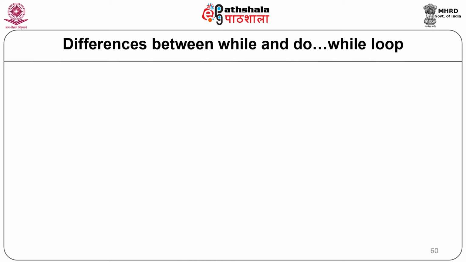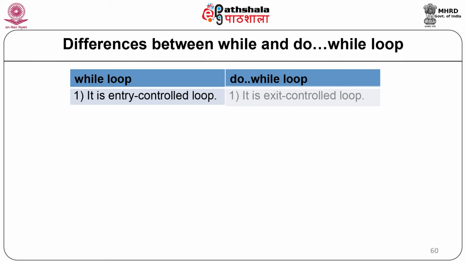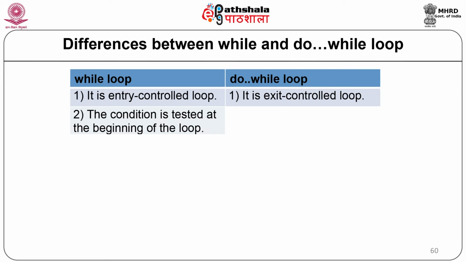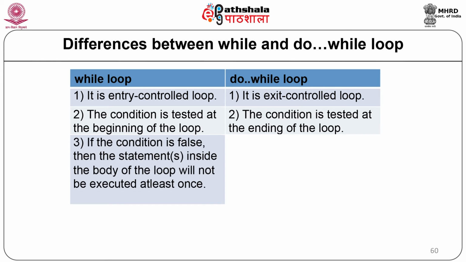Now, let us see the difference between two loops, while and do while. While is an entry control loop, whereas do while is an exit control loop. The condition is tested at the beginning of the loop in a while. The condition is tested at the end of the loop in do while. If the condition is false, the statements inside the body of the loop will not be executed even once. So, here the statements will be executed 0 number of times.